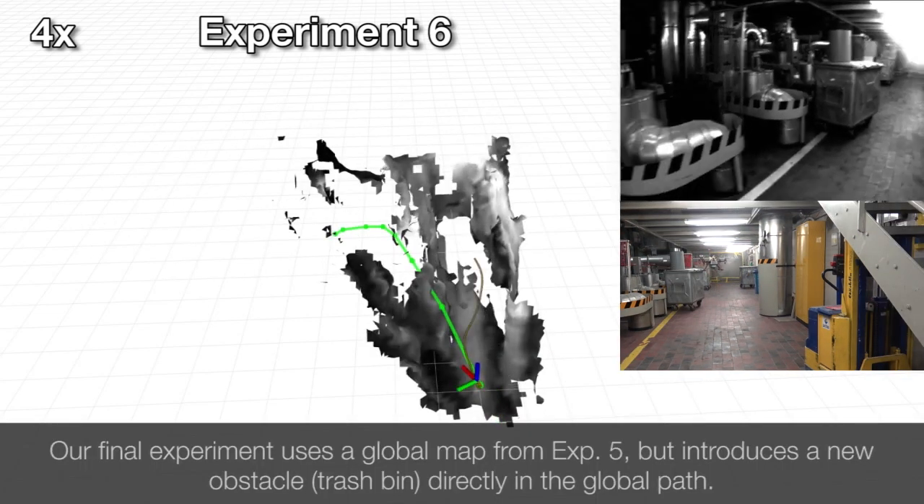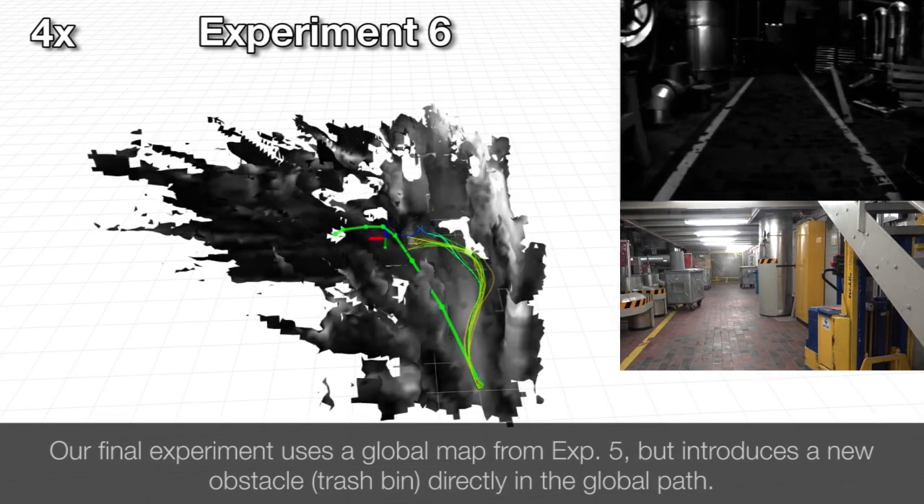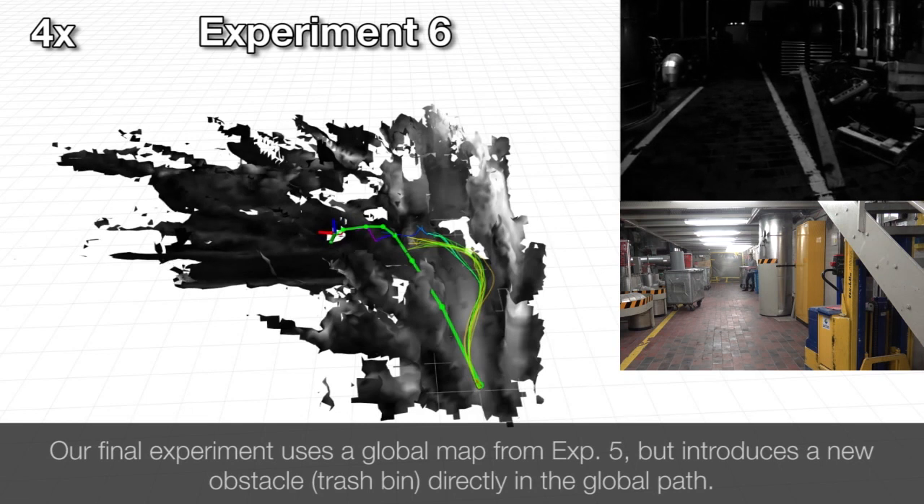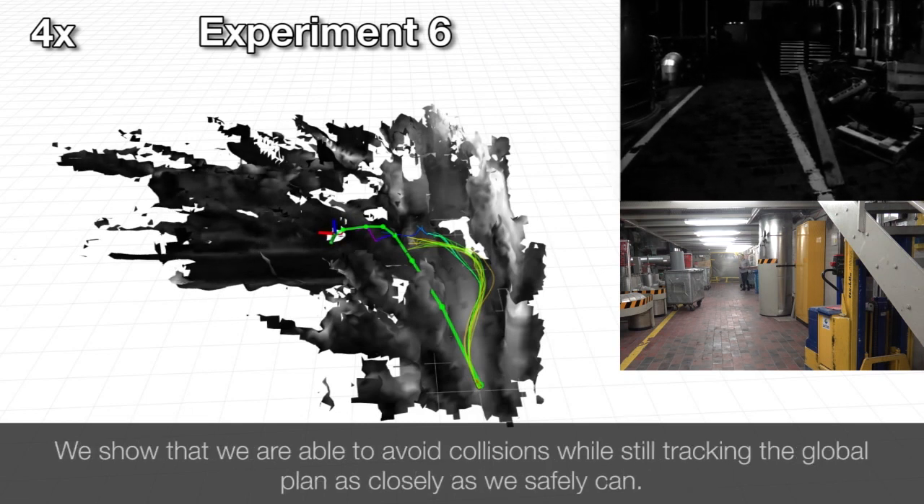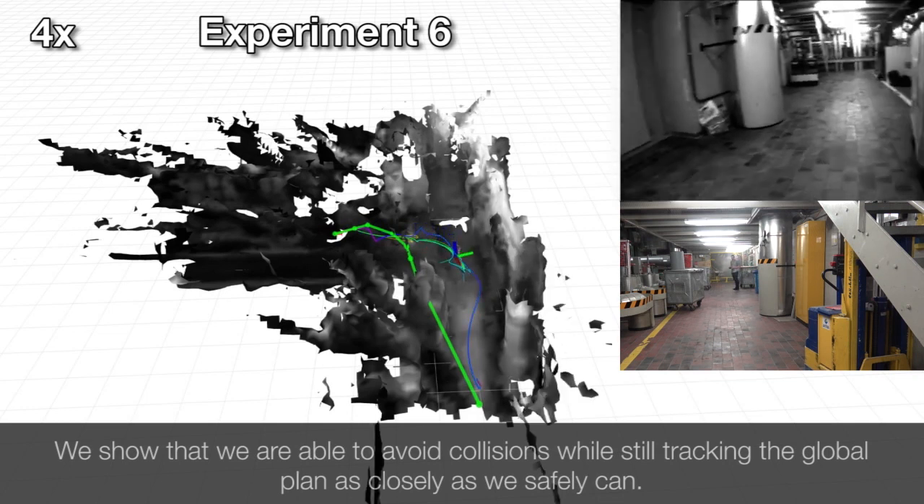Our final experiment uses a global map from experiment 5, but introduces a new obstacle, a trash bin, directly in the global path. We show that we are able to avoid collisions while still tracking the global plan as closely as we safely can.